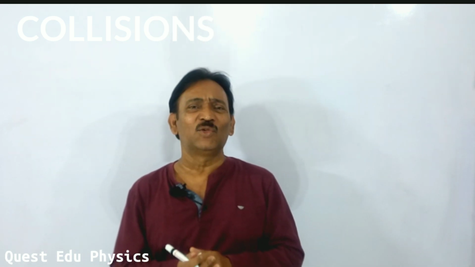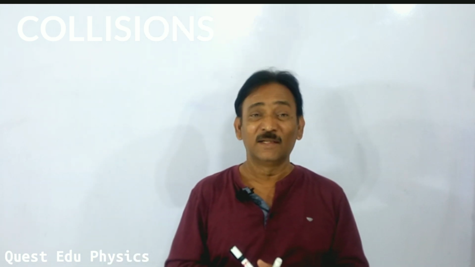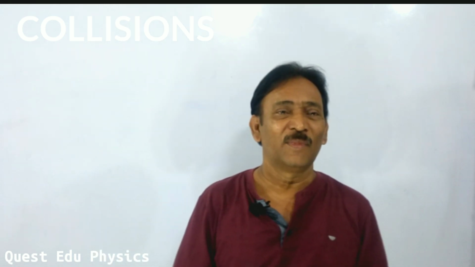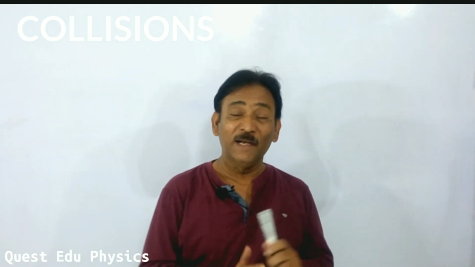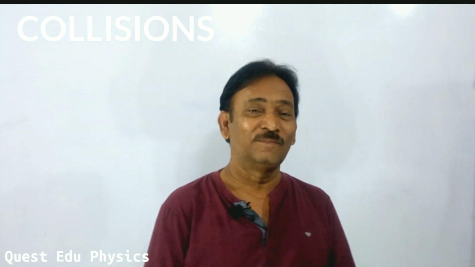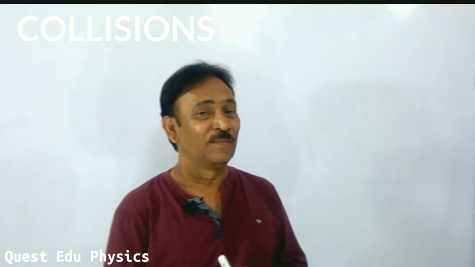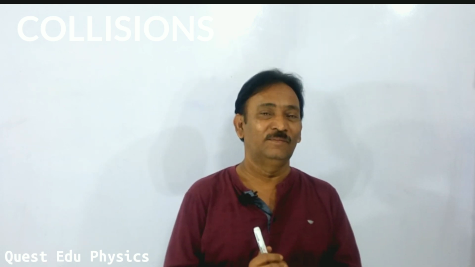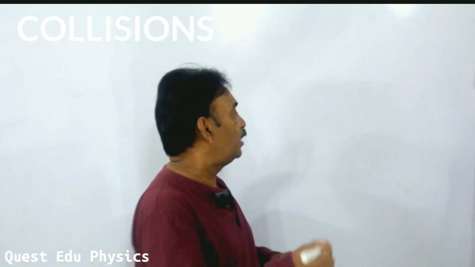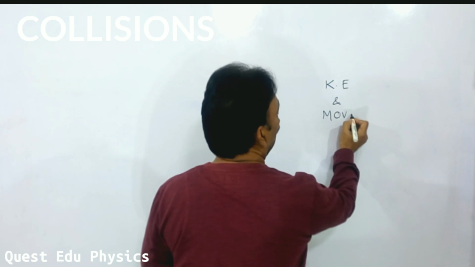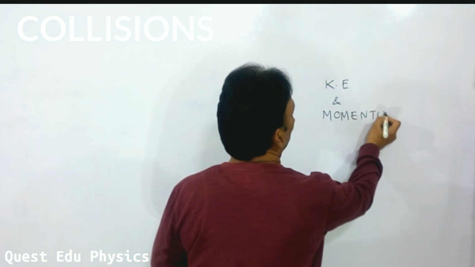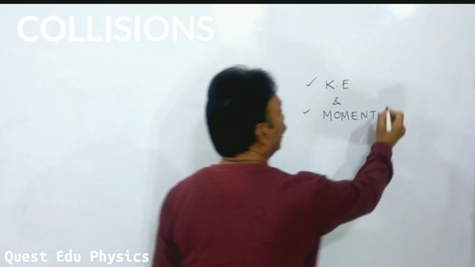Okay, students. Actually, these collisions are classified into two types. One is elastic collision and the second is inelastic collision. First of all, we have to understand what an elastic collision is. A collision in which both the kinetic energy and the momentum of the body are conserved. Here we show momentum with P, isn't it? Both kinetic energy and momentum are conserved.